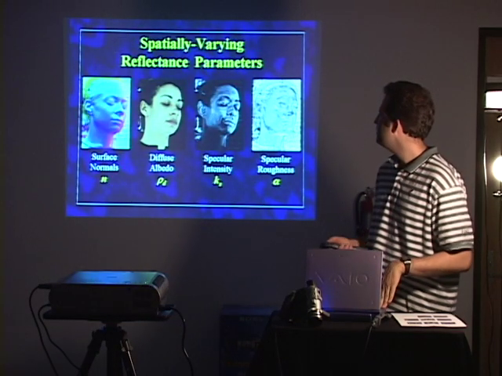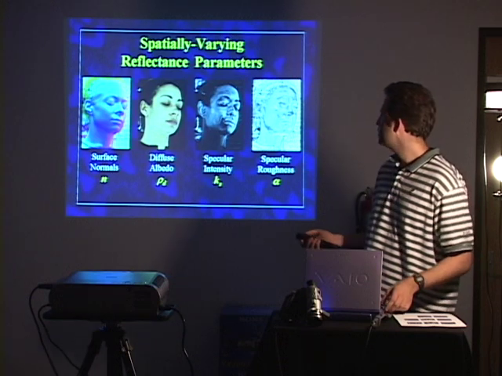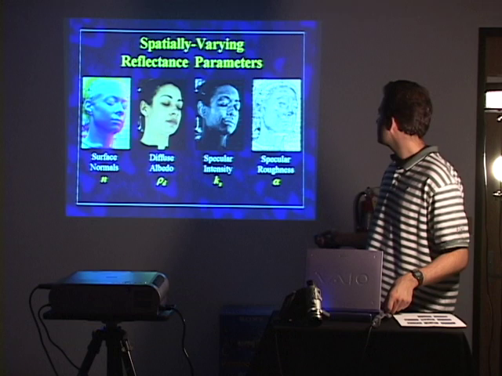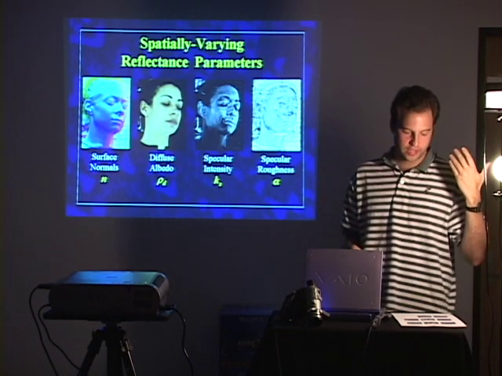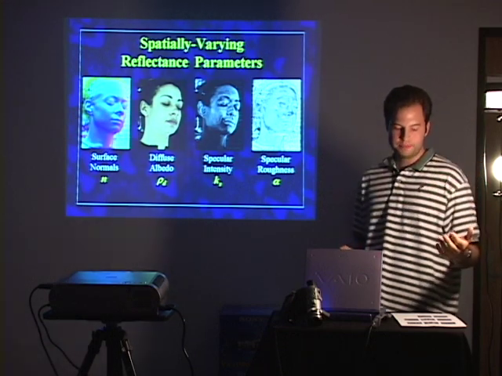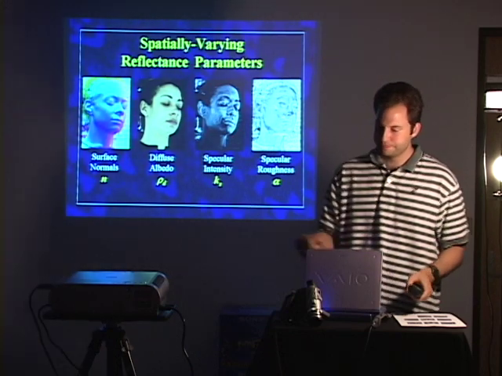And we describe that in the paper. These are a couple of maps that we covered for this particular subject. We get a map of the surface normals, the diffuse albedo, the specular intensity, and the specular roughness. And all of these vary spatially across the face. So what I'd like to do now is show a video that describes a little bit more thoroughly our technique for rendering the face from novel viewpoints.